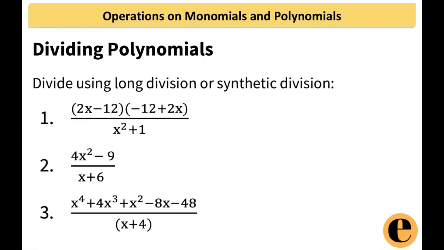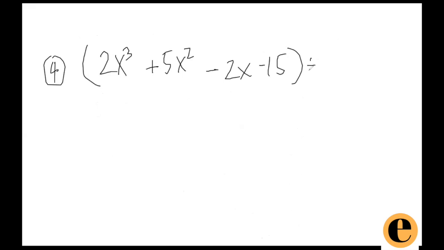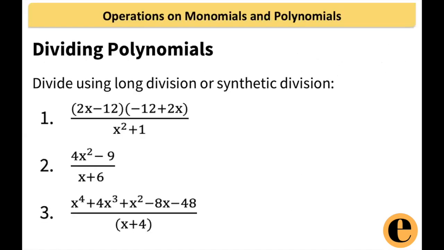Kaya yung sagutan nito, actually relatively mas madali na to. So I guess magdadagdag ako ng isang example after this. Okay, so try this one guys. Saglit lang guys ha. Kopyahin nyo muna to. This is number 4. 2x cubed plus 5x squared minus 2x minus 15 divided by 2x minus 3.